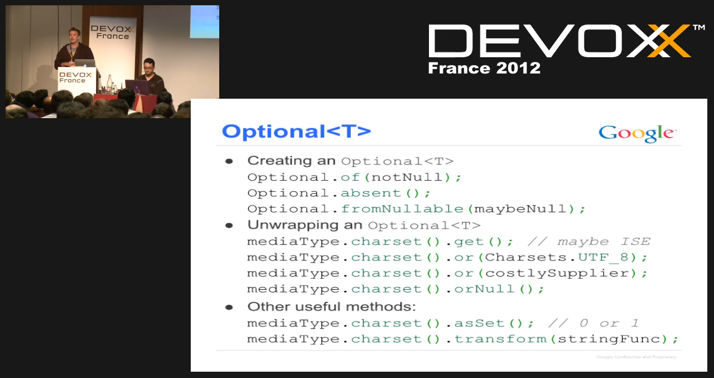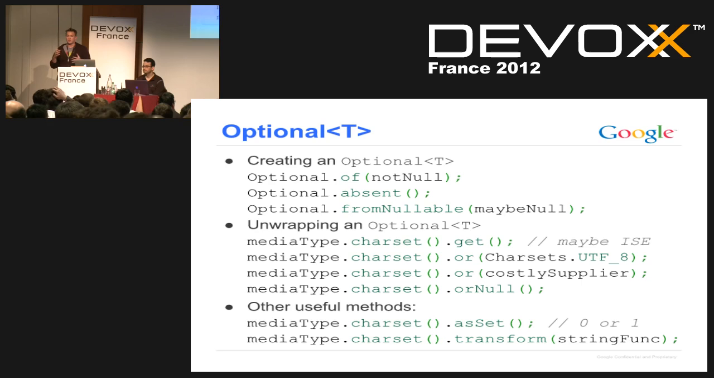If you call get on it, it'll return the contained instance. If that optional was actually Optional.absent, it will throw an IllegalStateException. You can also use this to do easy defaults. So if you have an optional, you can say optional.or and a default value. This is useful. If the optional isn't present, if it's an absent optional, you can just pass an or, which is a default value. In this case, we're defaulting to UTF-8.